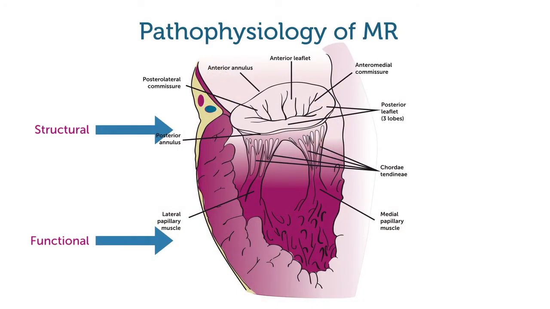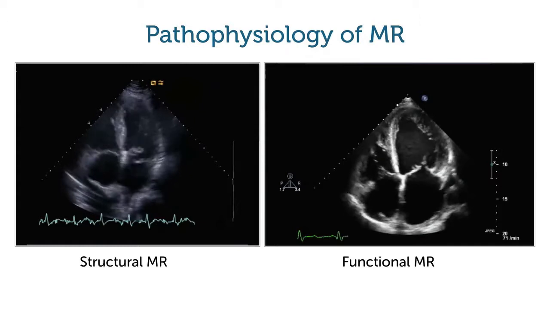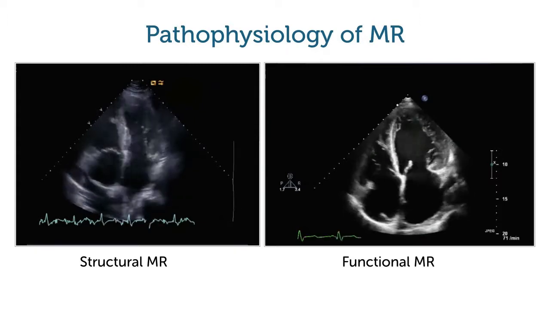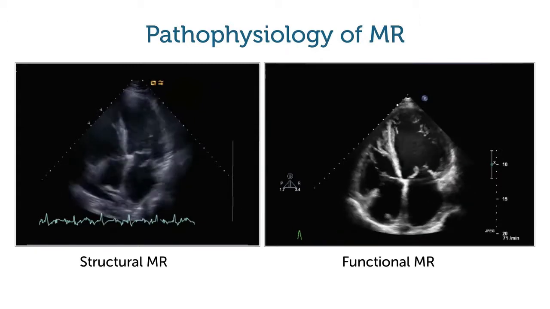So remember, there is structural MR and there's functional MR. The difference between the two is that in structural MR, you have some morphologic abnormality of the valve, while in functional MR, the valve is structurally normal, but something has happened, let's say a dilated ventricle or some other problem that causes leaking of the valve. Now that you understand why we can have mitral regurgitation, we need to figure out how severe mitral regurgitation is.